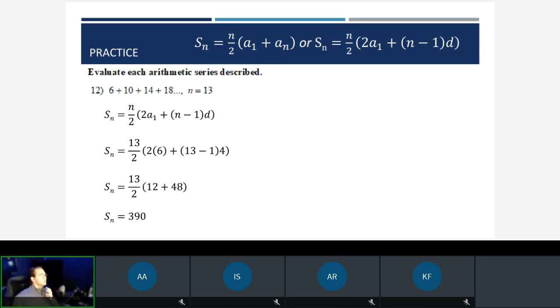The second case, we actually didn't use today, but you may use on your quiz and/or on your test. And that's when you're given your first term, your last term, your first and last term of the arithmetic sequence.